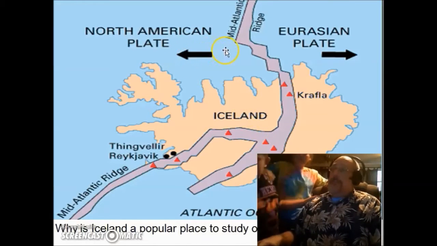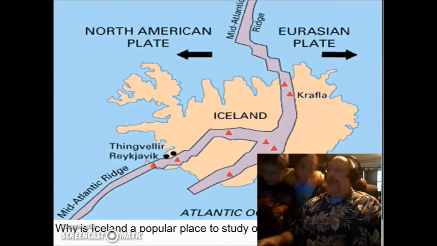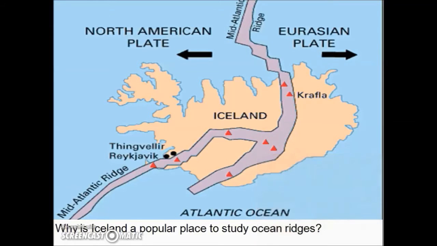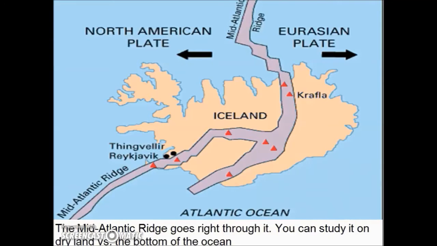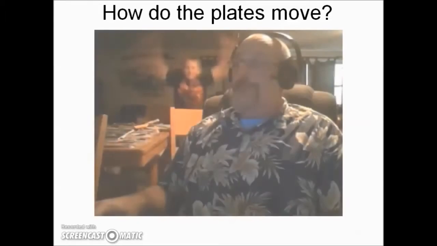Okay, so here you have, as you can see on the drawing now, North American plate going this direction, Eurasian plate going this direction. Imagine a bridge actually being crossed over that. So, a good question to ask yourself is, why is Iceland such a popular place to study the ocean ridges? Well, you can study it on dry land versus going to the bottom of the ocean. So definitely a very useful place to study the Mid-Atlantic Ridge and seafloor spreading.